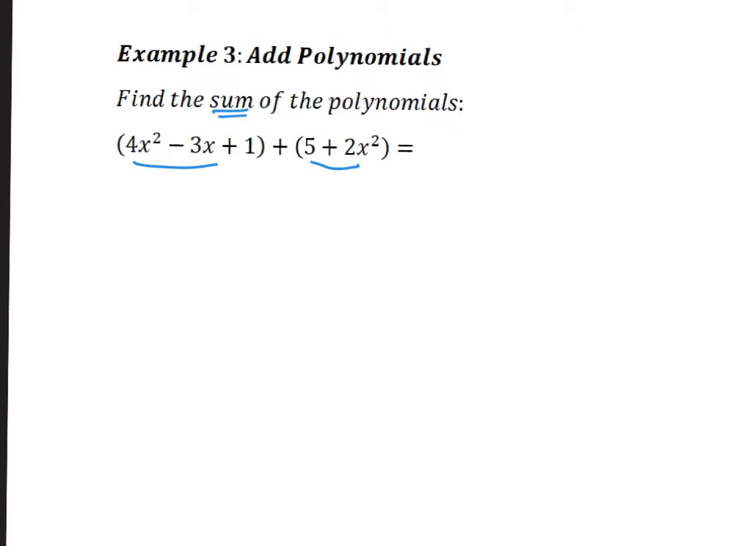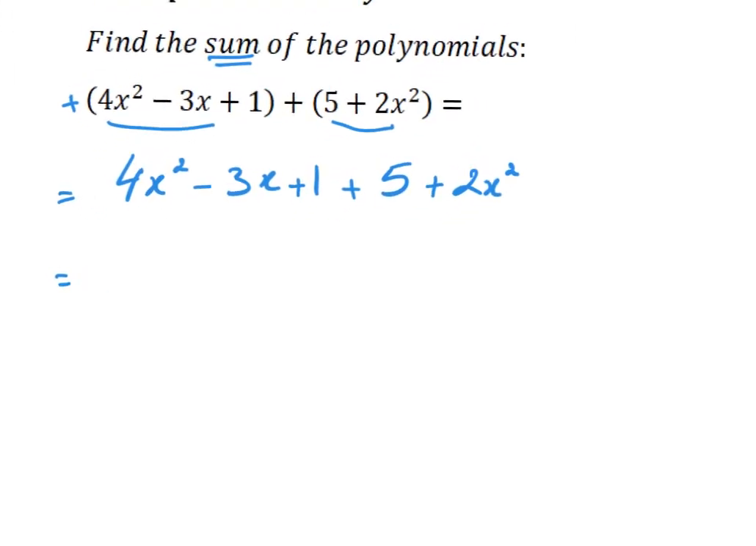So the first thing we need to do is remove the parentheses. So let's remove the parentheses. It's going to be 4x squared minus 3x plus 1 plus 5 plus 2x squared. The good thing about this problem is we don't have a negative value, so we don't need to change the sign inside the parentheses. As you can see, here we have plus, here we have plus, so we don't change anything.